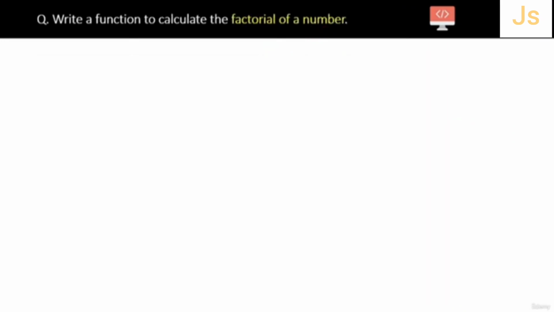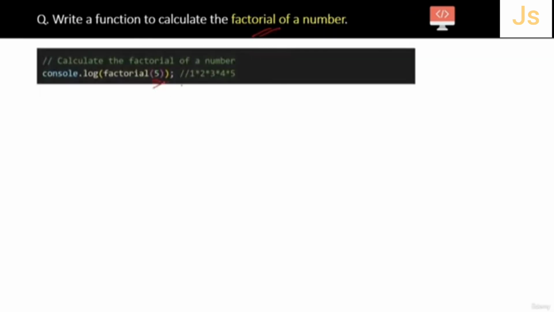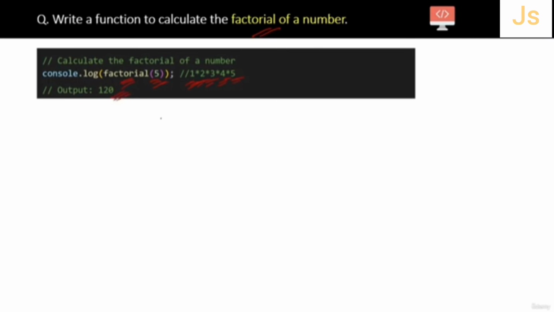Write a function to calculate the factorial of a number. Here you can see we have 5 as a number and we want to create a function factorial. The factorial of a number is to multiply the number with all previous numbers from 1 to that number itself. For example, for 5, the result will be the multiplication of 1, 2, 3, 4 and 5, which will be equal to 120. That is the expected output.